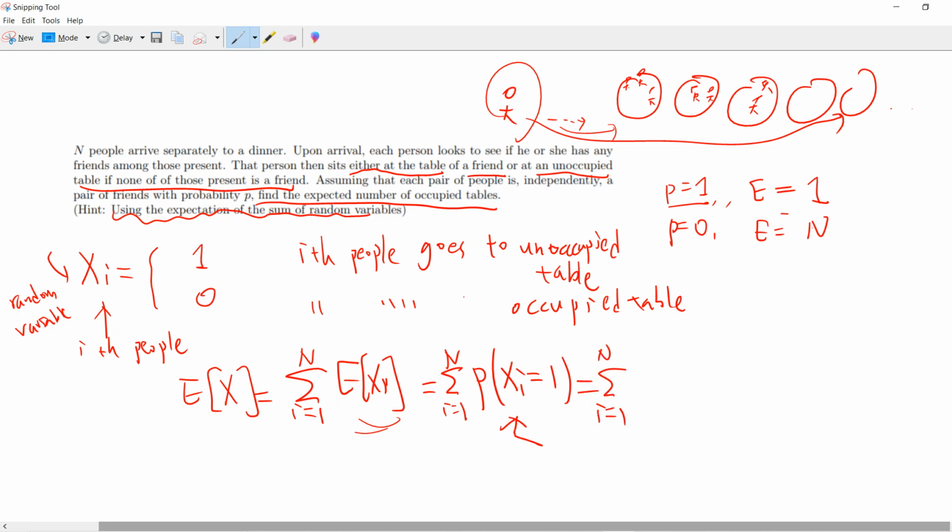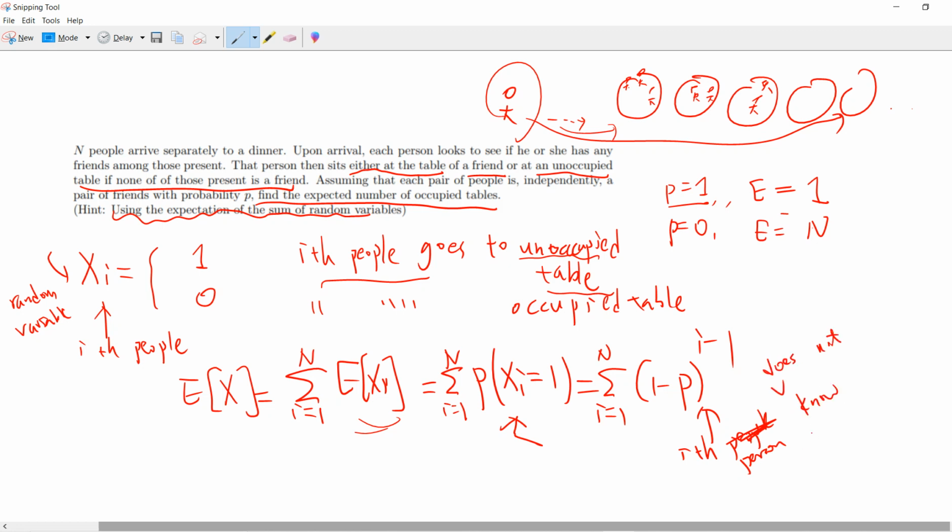Now this is very easy. If the i-th person goes to an unoccupied table, that means he or she does not know any of the previous i minus 1 people as friends. So the probability will be (1 minus p) to the power i minus 1. This means the i-th person does not know any of the i minus 1 people. Okay, so this is the answer.